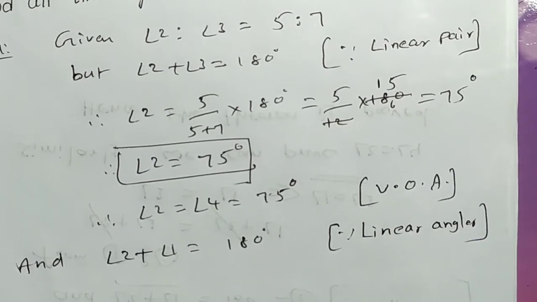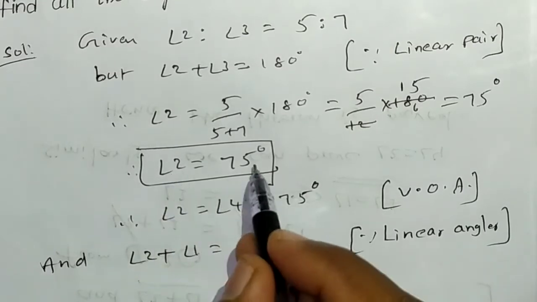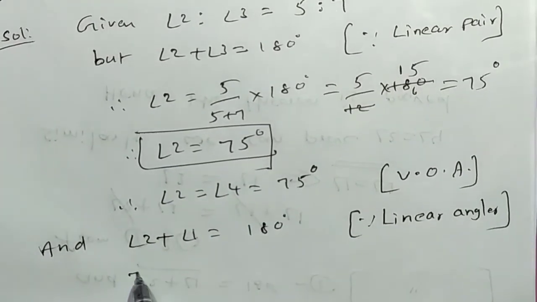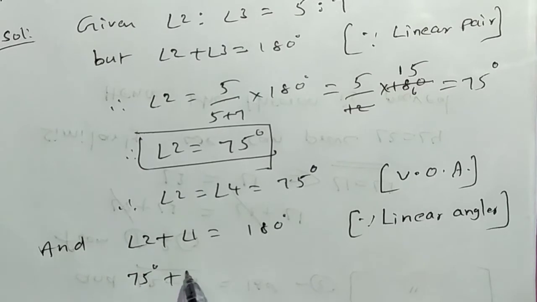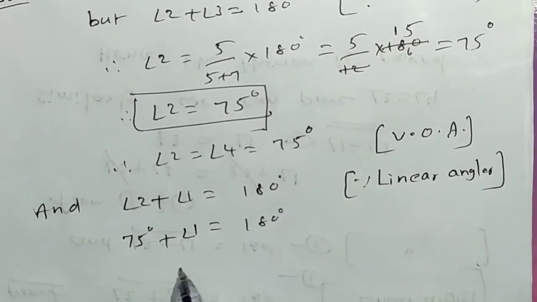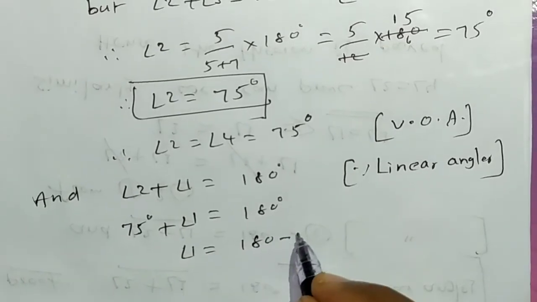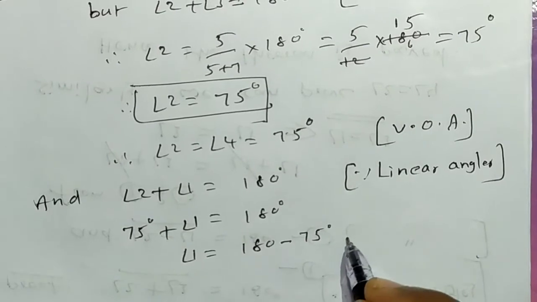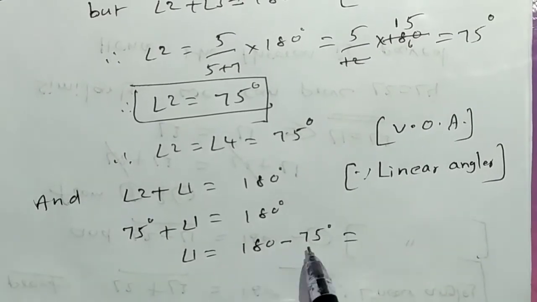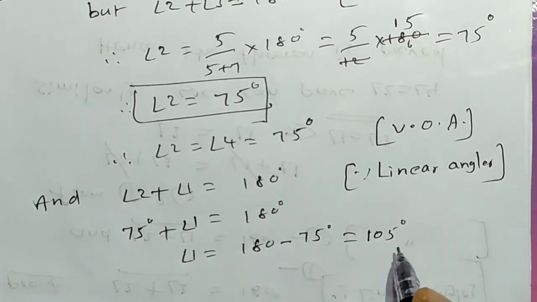Yes, we know the angle 2 value. What is angle 2? Already here, 75 degrees. Substitute here: 75 degrees plus angle 1 is equal to 180 degrees. Then angle 1 is equal to 180 minus 75 degrees, that is 105. This is angle 1.